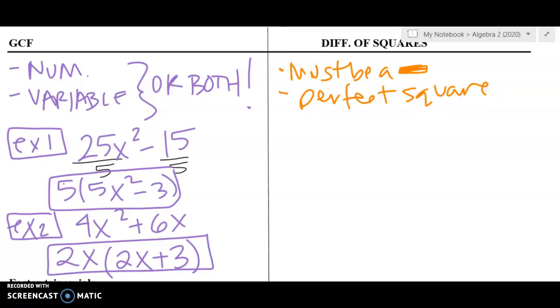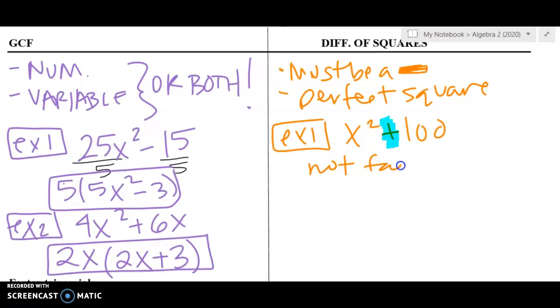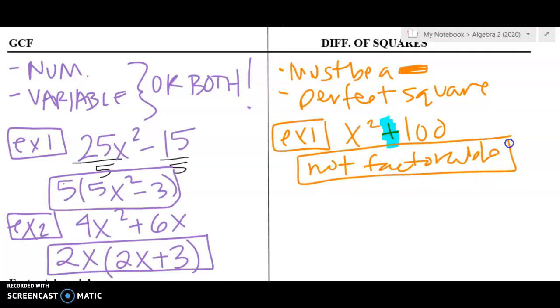So, okay, again, let's make up some problems here. Example 1. For difference of squares, x squared plus 100. Okay, there are two terms. It's a binomial. This is good. It must have a negative sign. Well, if I look at this, it doesn't have a negative sign. It has a positive. So if you remember, we wrote that this is not factorable. And then that's it. You can't do it.